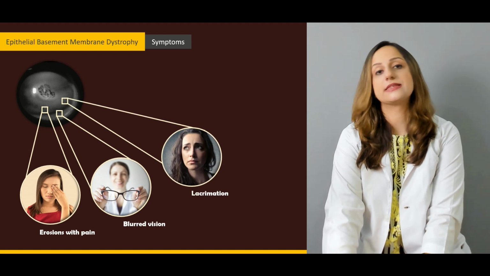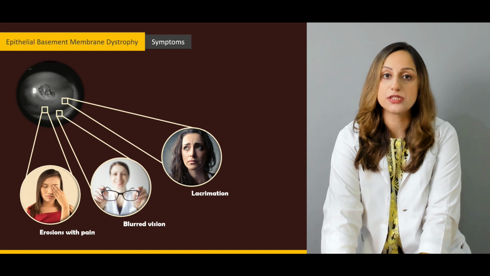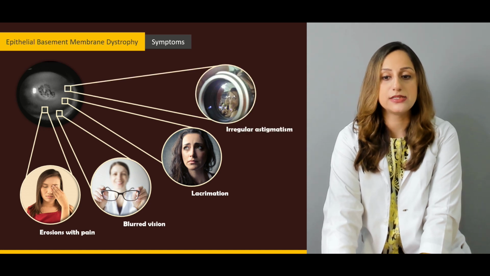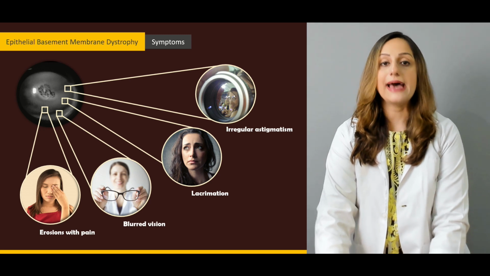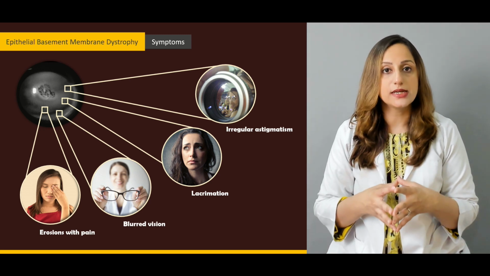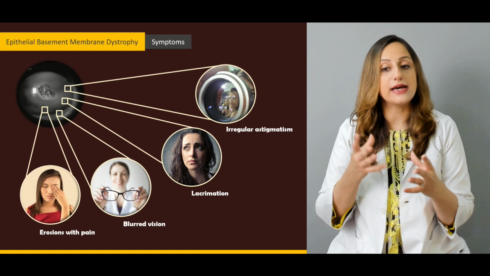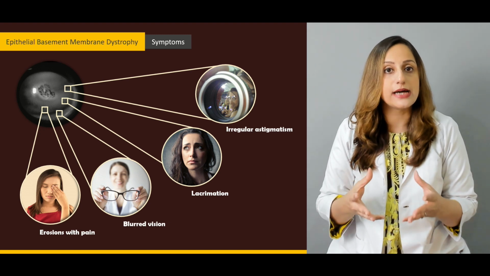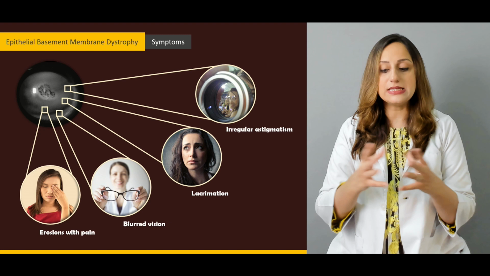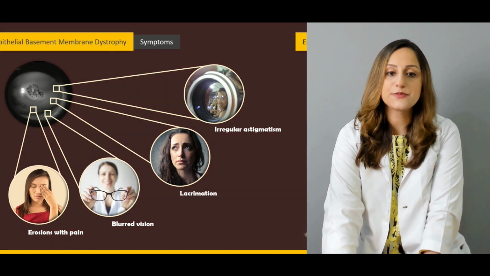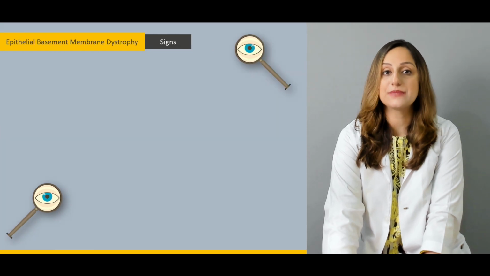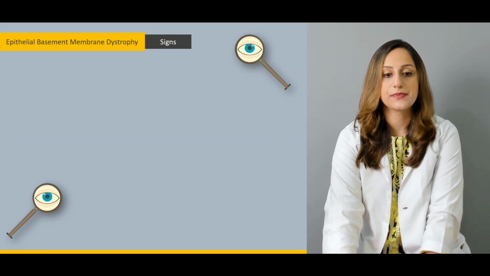Then obviously excessive lacrimation and signs of irritation would be noted in these individuals, as well as irregular astigmatism. As the corneal surface is eroded, there would be features of astigmatism noted for these individuals. So these are the key clinical symptoms in these patients of epithelial basement membrane dystrophies.